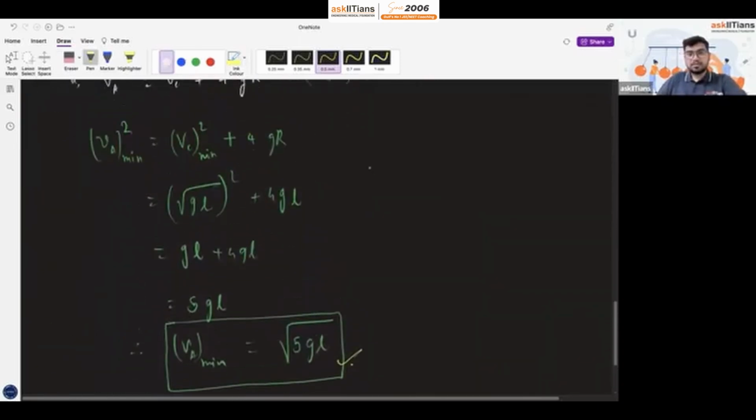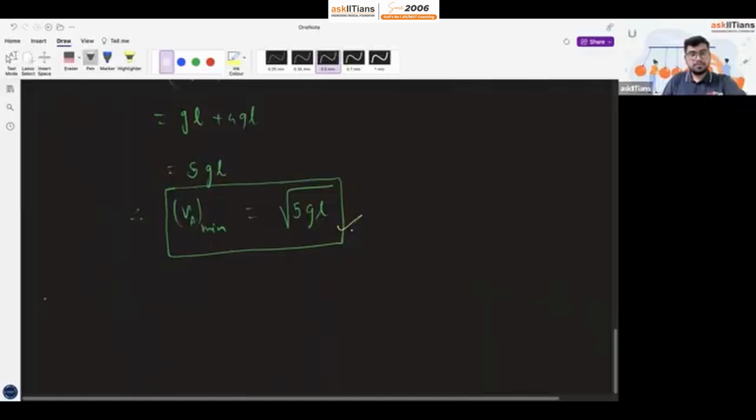At point B, for finding the answer, what we'll use is again total mechanical energy conservation for point A and for point B.